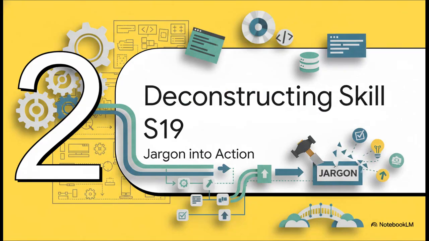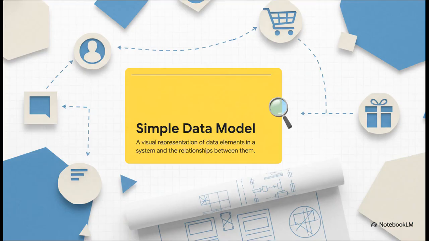Okay, on to Section 2. Let's take all that official jargon and turn it into concrete actions you can actually talk about and, more importantly, do. First up, what on earth is a simple data model? Let's just demystify this right now. At its heart, it's just a drawing. It's a visual map of the data in a system. It shows the key pieces, things like customer, order, product, and how they all connect to each other. Honestly, the best way to think of it is as the blueprint for the data, making sure everyone is on the exact same page.